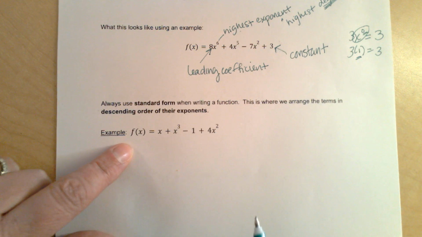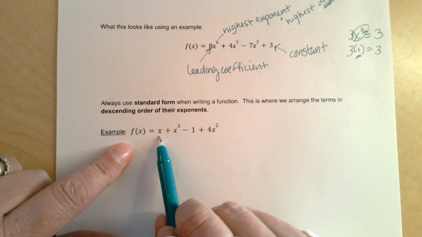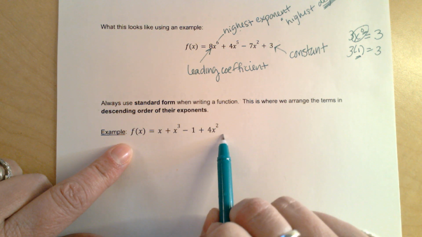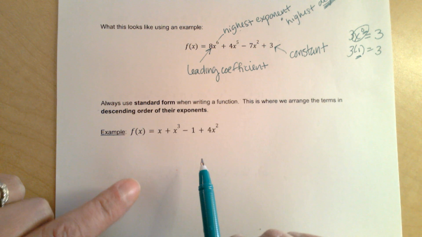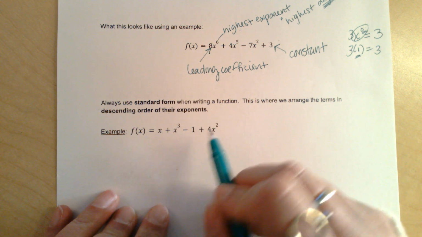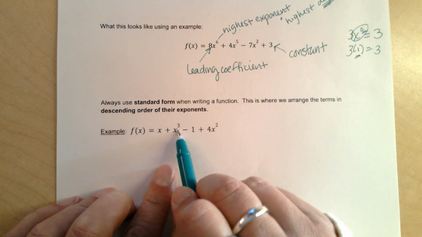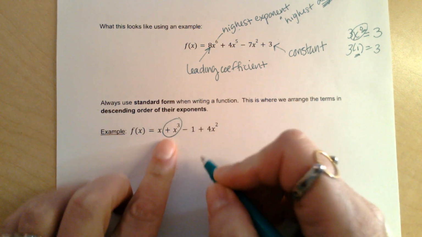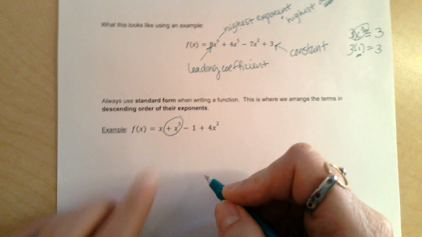Okay, so let's look at our example. F of x equals x plus x to the third minus 1 plus 4x squared. The first thing that we're going to do is get this into standard form. When we get into standard form, we look for the highest exponent, which is going to be 3. Now I'm going to circle it, and I'm going to circle the sign that's to the left of it because it's going to be positive.